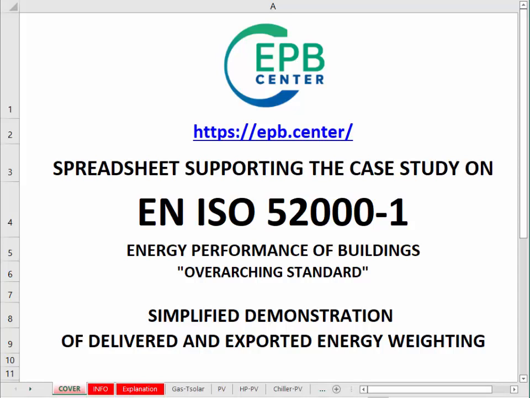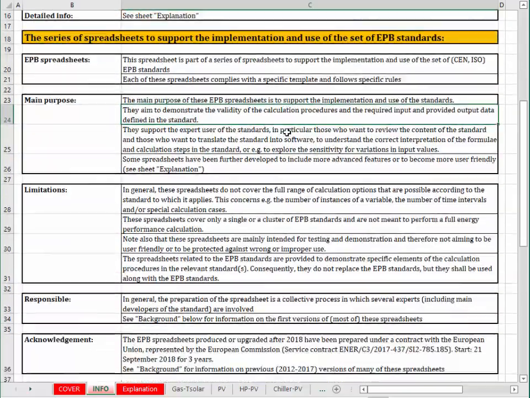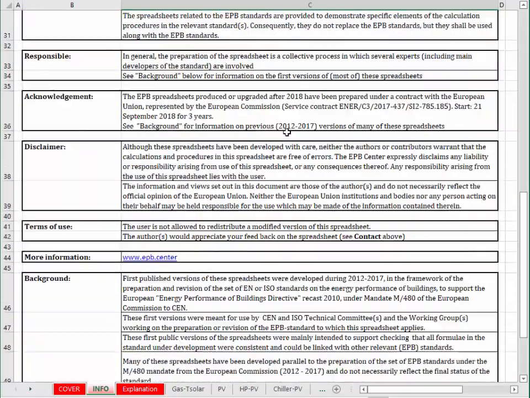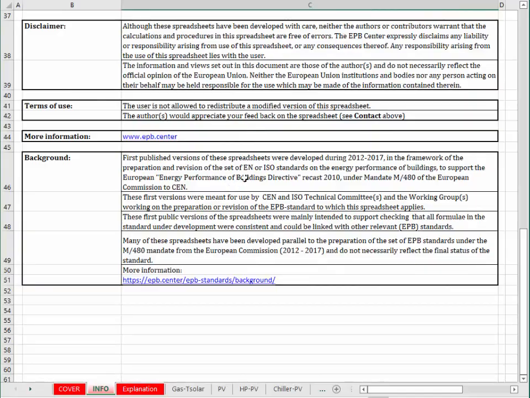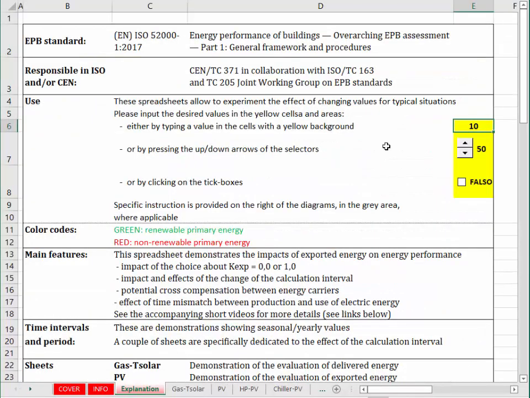First, let's have a quick overview of the contents of this video and of this spreadsheet. As usual, the first two sheets are just information about this spreadsheet. The info sheet is administrative information about the author, about the purpose, limitation, responsibility, a disclaimer, terms of use and background information about this sheet. The explanation sheet gives you general information about how to use each sheet.